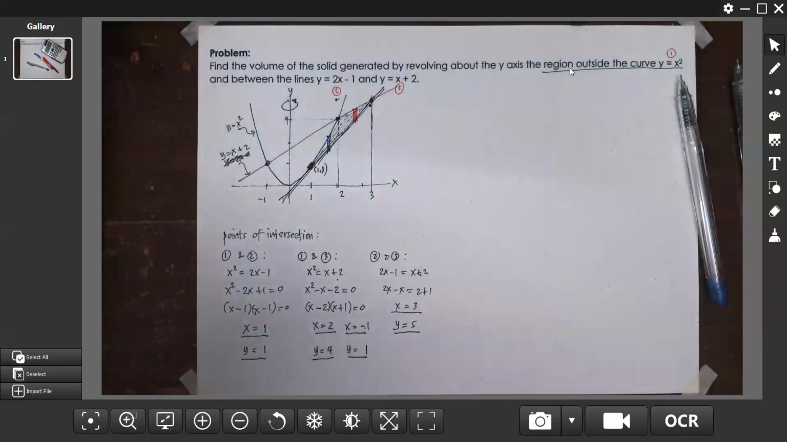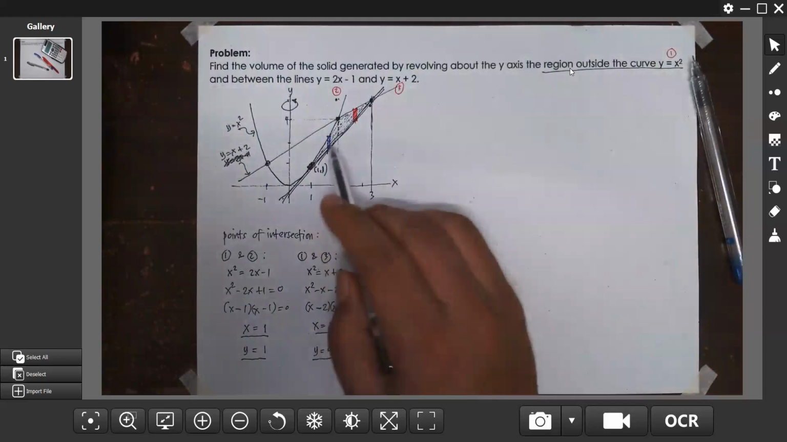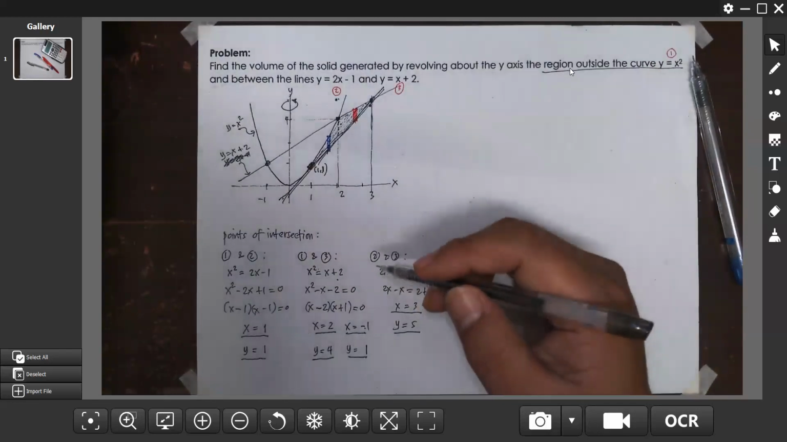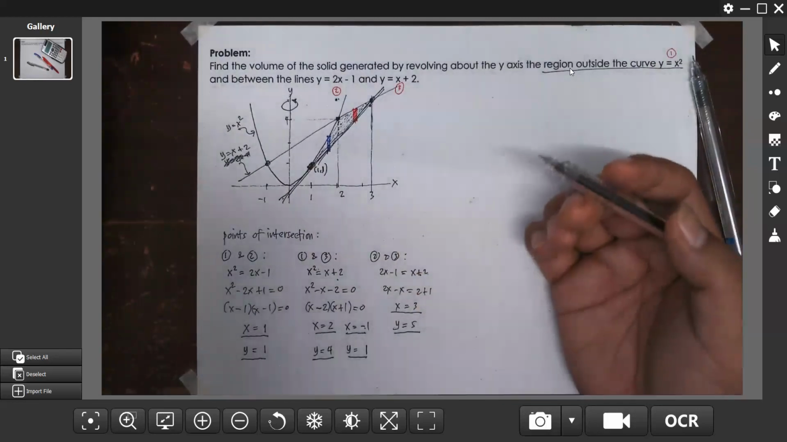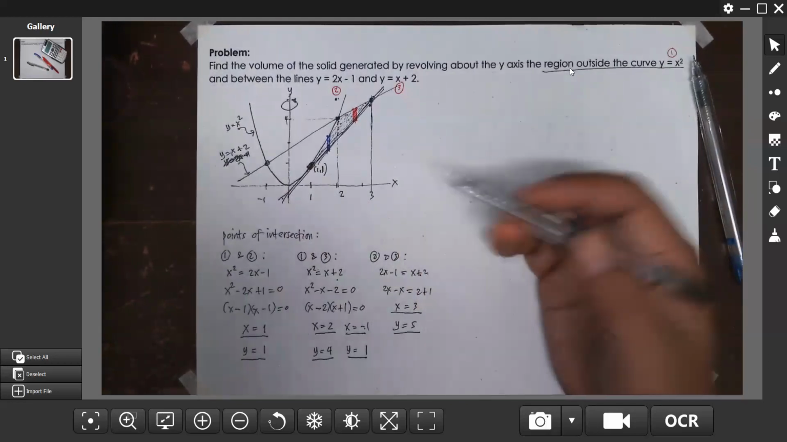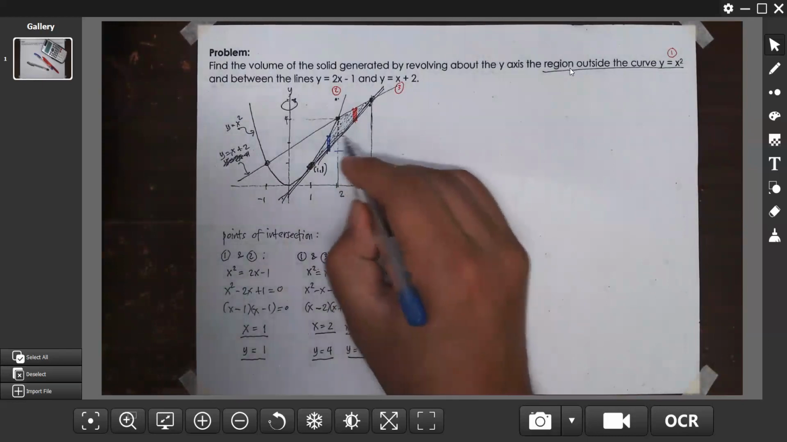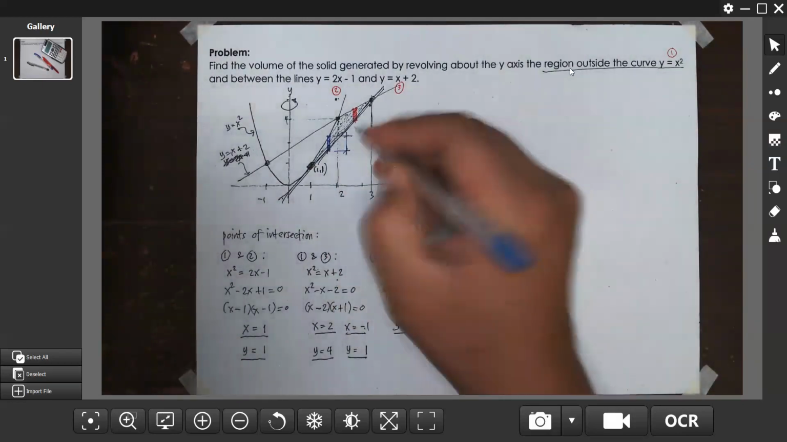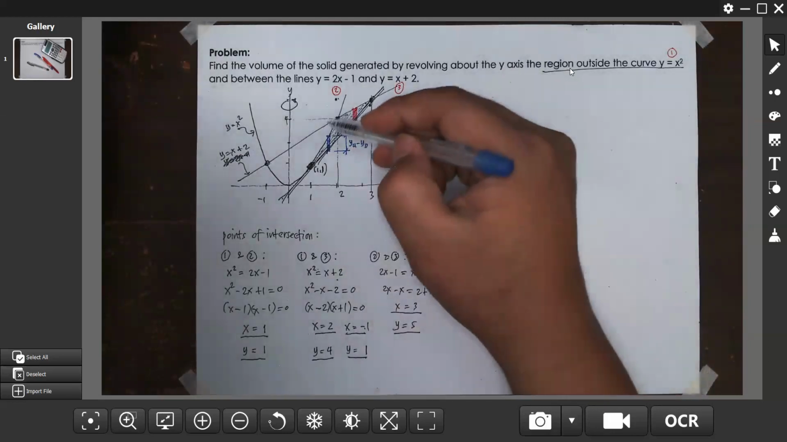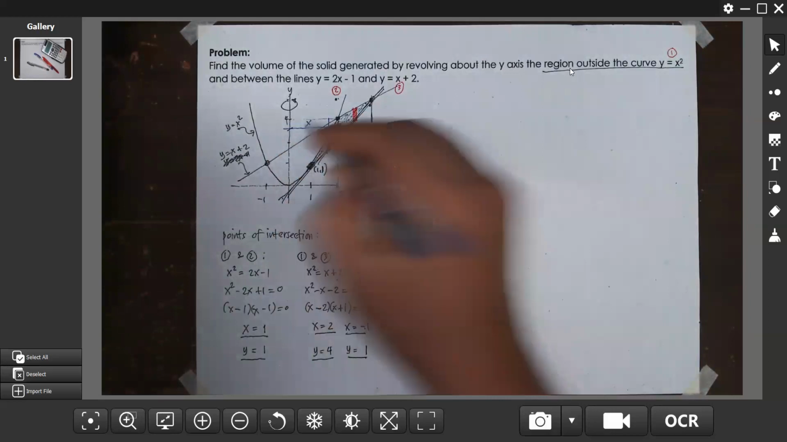Okay. So we all know this is a hollow cylindrical shell, because if we revolve this one, blue and red, about the y-axis, we will get a cylindrical shell. And the volume of a cylindrical shell is equal to height times circumference times thickness. So the height of this is y up minus y down, and the radius is simply x.